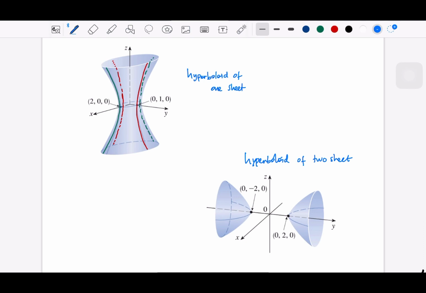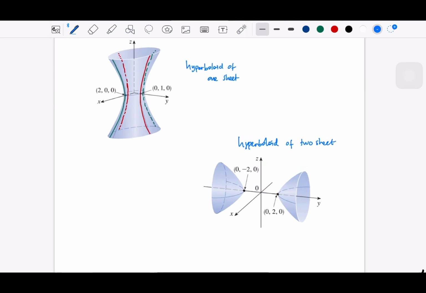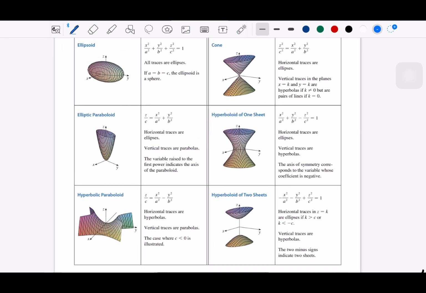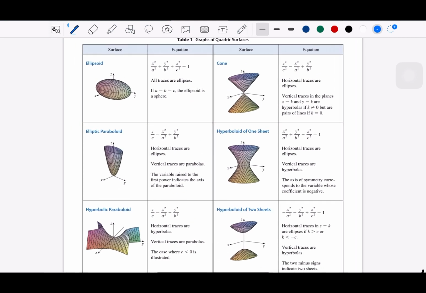Okay, to know the difference between all of the possible quadric surfaces, let me give you a table that we have here. Okay. So we have at least 6 types. The ellipsoid, the cone, supposed to be easy to follow, I didn't mention in the example. An elliptic paraboloid, hyperbolic paraboloid, and a hyperboloid. Okay. It can be 1 sheet or 2 sheets.